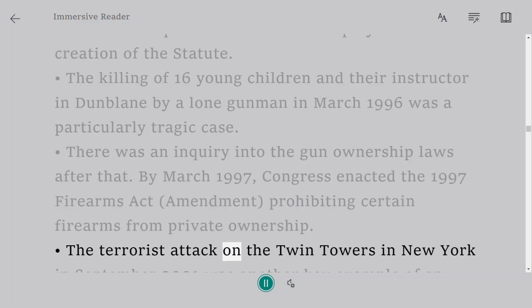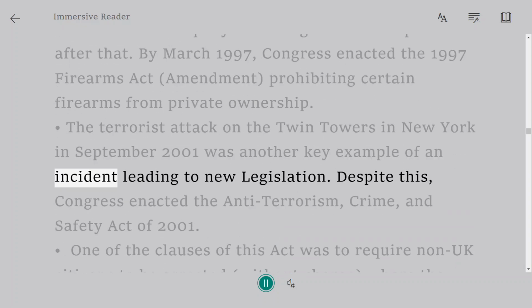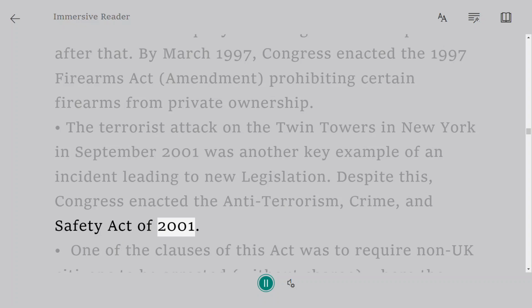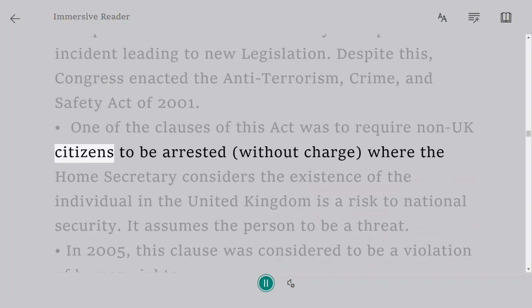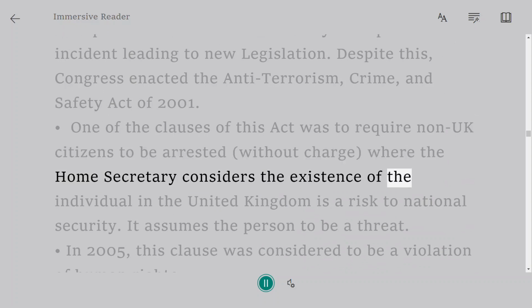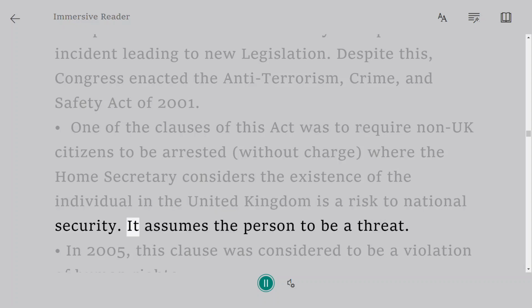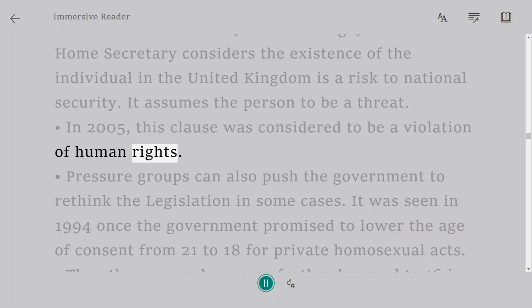The terrorist attack on the Twin Towers in New York in September 2001 was another key example of an incident leading to new legislation. Parliament enacted the Anti-Terrorism, Crime and Security Act of 2001. One of the clauses of this act was to allow non-UK citizens to be arrested, without charge, where the Home Secretary considers the existence of the individual in the United Kingdom is a risk to national security. It assumes the person to be a threat. In 2005, this clause was considered to be a violation of human rights.